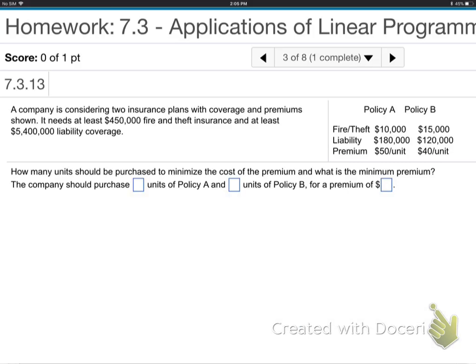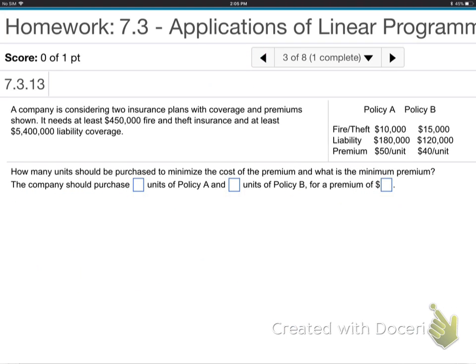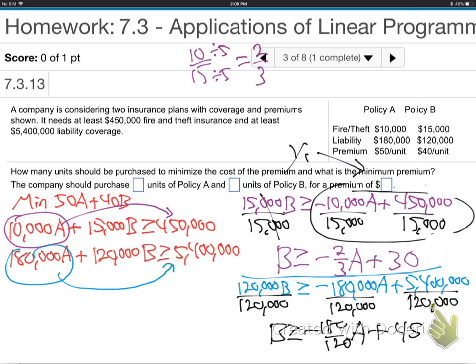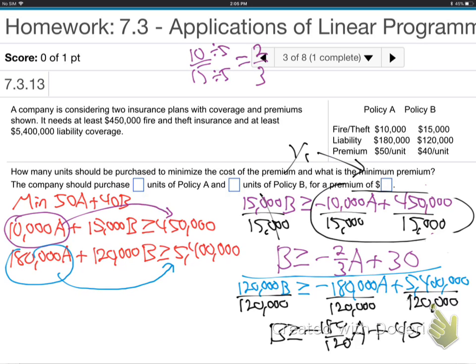How we doing? Let me jump in. I better get this moving. These take a long time. So, okay, the two equations now. We're minimizing 50A plus 40B. And we've got B greater than or equal to negative 2/3 A plus 30. Second one is B greater than or equal to negative.